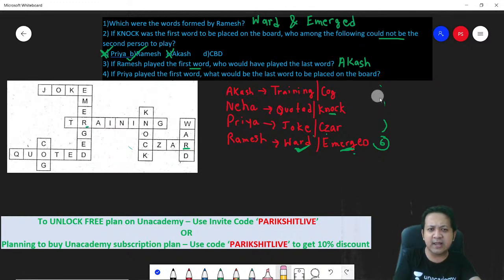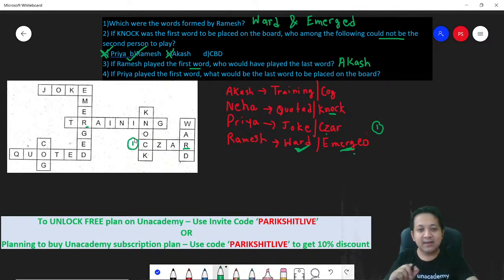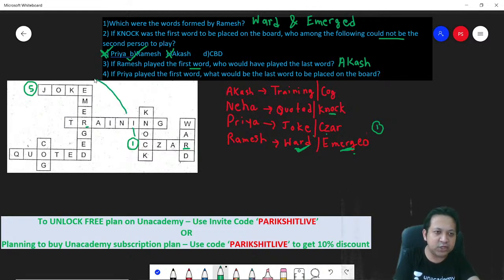Remember, the question clearly tells you Priya forms the first word. So that means joke was not the first word. So which is the first word? Zar has to be the first word. If Zar is the first word, the next time Priya gets a chance is number 5, which is joke. Joke has to be the fifth word. So from Zar, you need to reach joke at number 5. Okay, let's check.